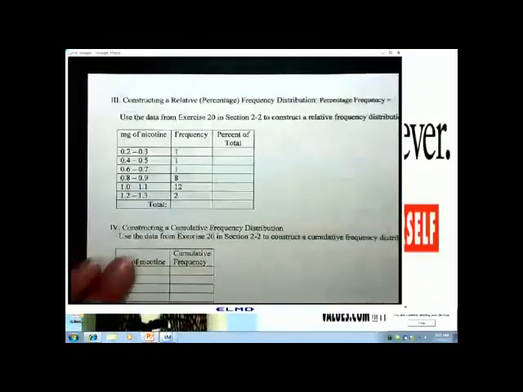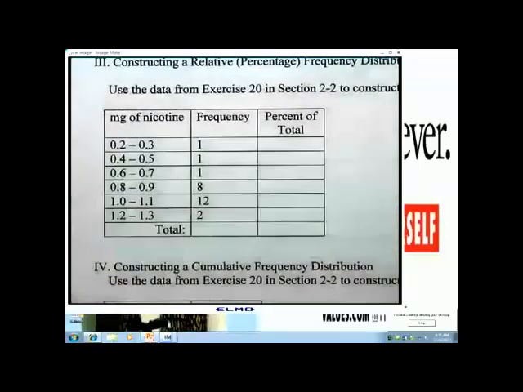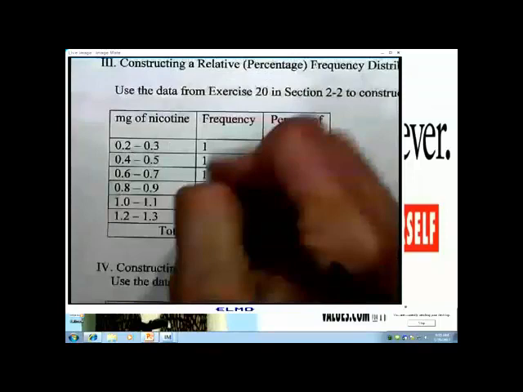I recopied the frequency histogram here because I didn't want to have to flip my page back over to look at it. These are the same classes we had from the previous page. These are the frequencies we had from the previous page. How many cigarettes were in this study? 25. You can either count how many were on the original table or just add up those frequencies and you get 25.